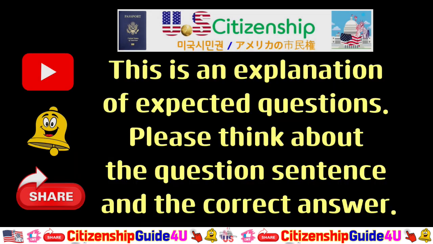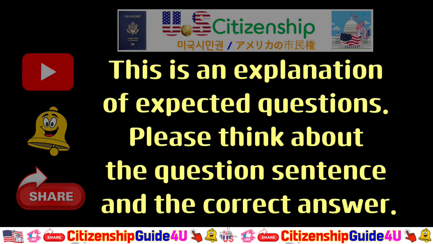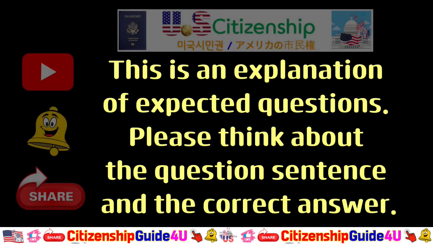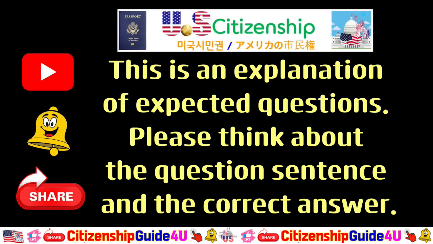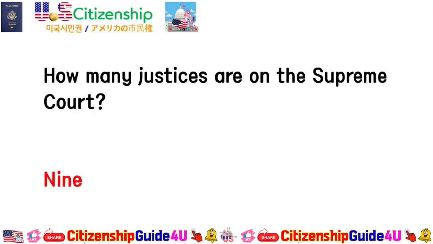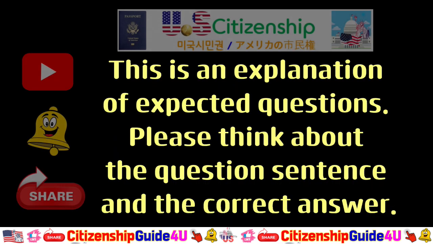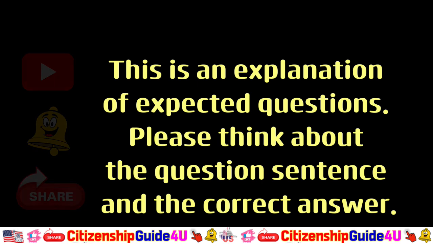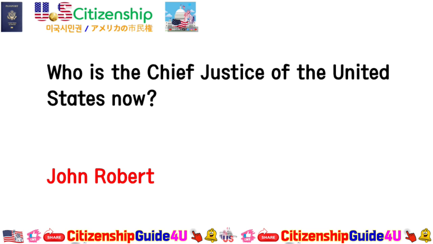The Supreme Court is the highest court in a country. What is the highest court in the United States? The Supreme Court. There are a total of 9 justices on the U.S. Supreme Court. How many justices are on the Supreme Court? 9. The Chief Justice of the United States is John G. Roberts, Jr. Who is the Chief Justice of the United States now?